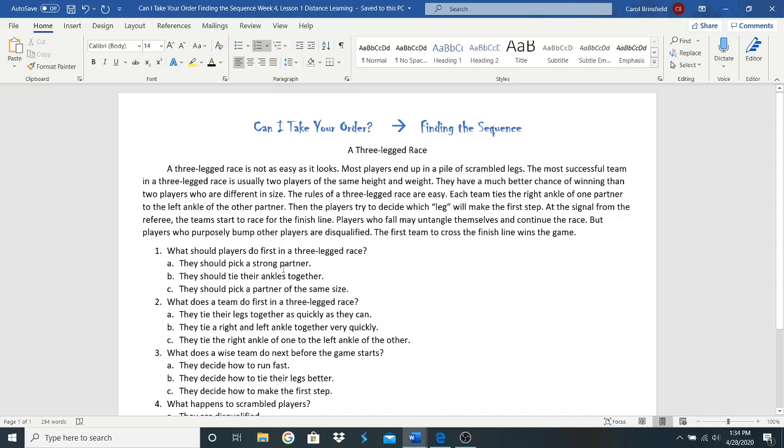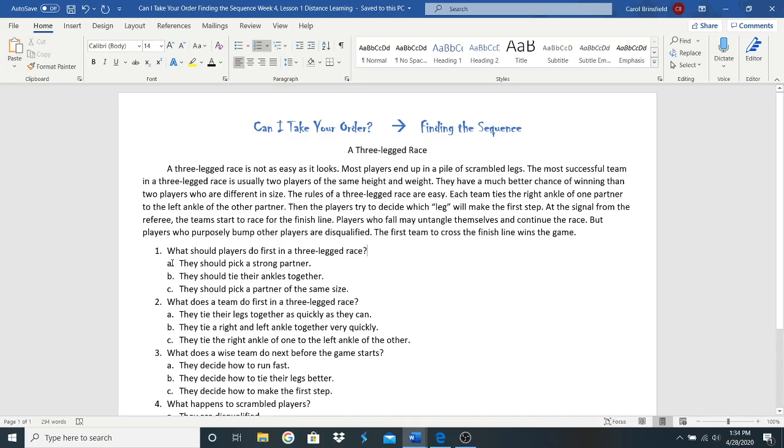So let's go ahead and read question 1. It says, what should players do first in a three-legged race? And good readers read all the choices. So look at A. They should pick a strong partner. B. They should tie their ankles together. C. They should pick a partner of the same size.